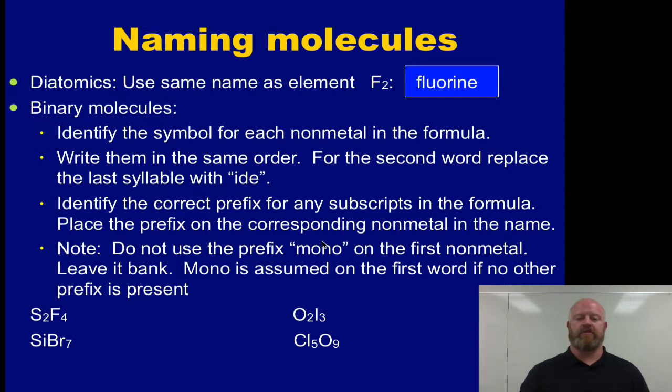A couple things to note, we don't use the mono prefix on the first nonmetal. If it's on the second one, we do, but for the first word, we don't use mono ever. It's just assumed to be there if we have that. Okay, so let's do a couple examples on the board here to see how that would work. So let's start with S2F4.